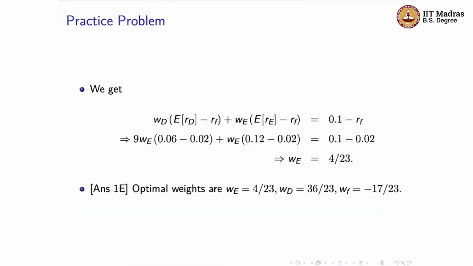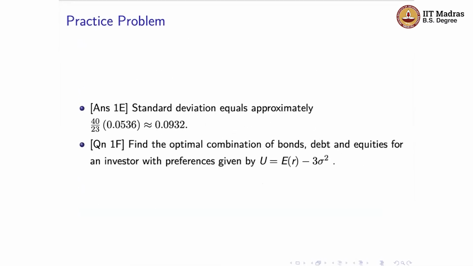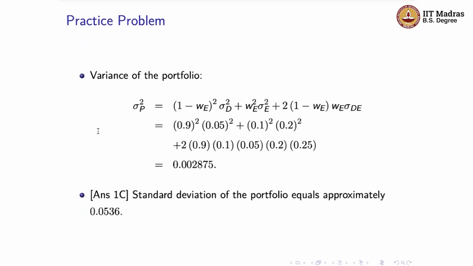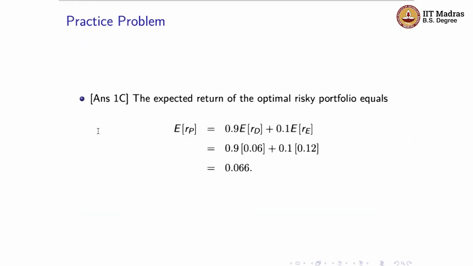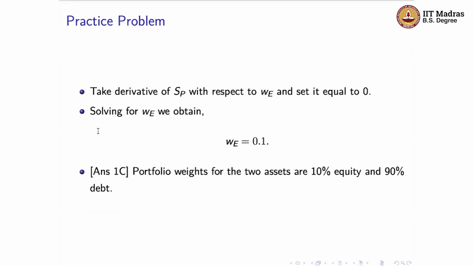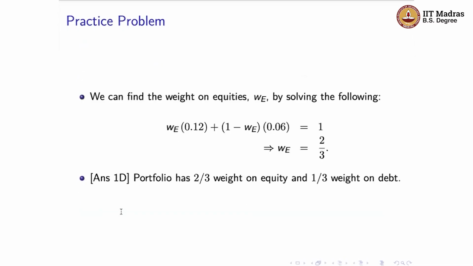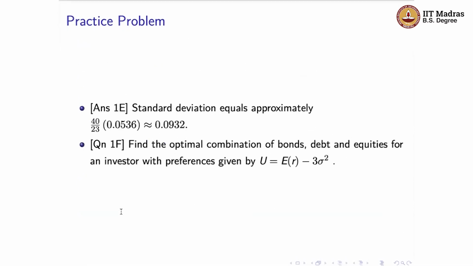How do we calculate the standard deviation? Well, actually, this is just the weight that you're putting on the optimal risky portfolio times the standard deviation of the optimal risky portfolio. So remember that we had calculated the standard deviation of the optimal risky portfolio here, and we had found that this was equal to 0.0536. And so therefore, what's the standard deviation here? That's equal to 40 by 23 times this.